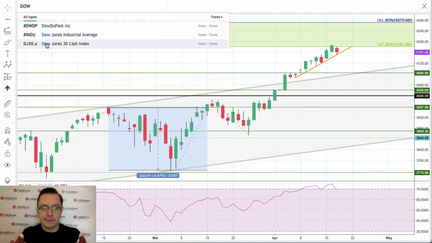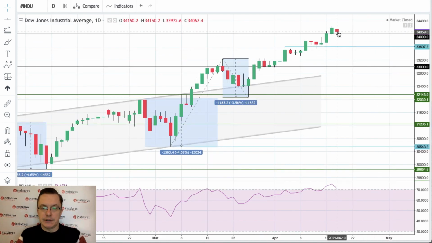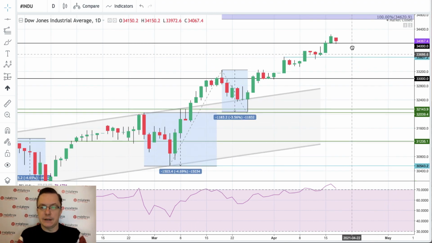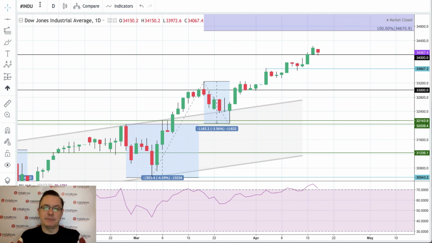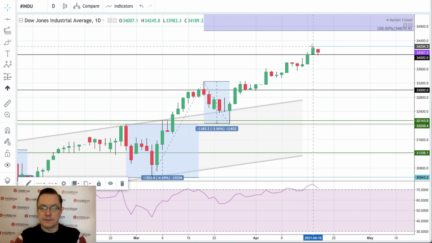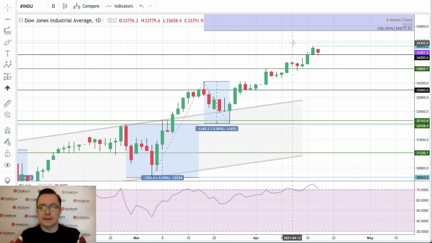Dow Jones, let's take a look at the Dow Jones Industrial Average. Almost the same situation, but this down day is not that significant. Here we are still heading towards 100% of the Fibonacci extension at 34,670. So that's still the target for the market participants. Please keep an eye on 34,000 as well, because this is the recent high, and the last key technical support is just right around the level of 33,605.